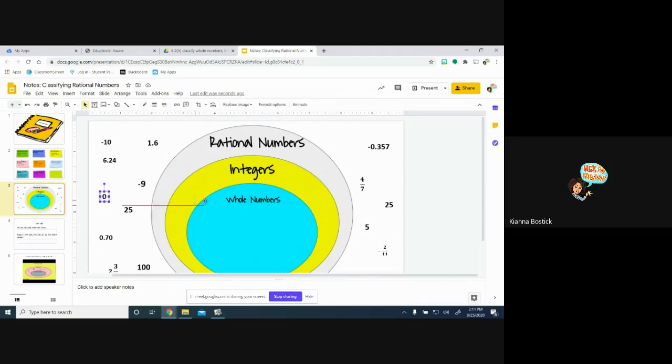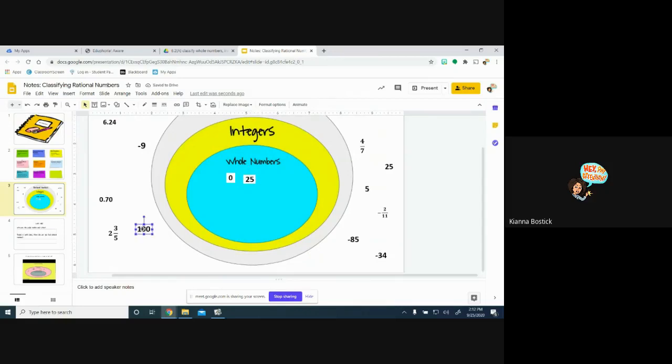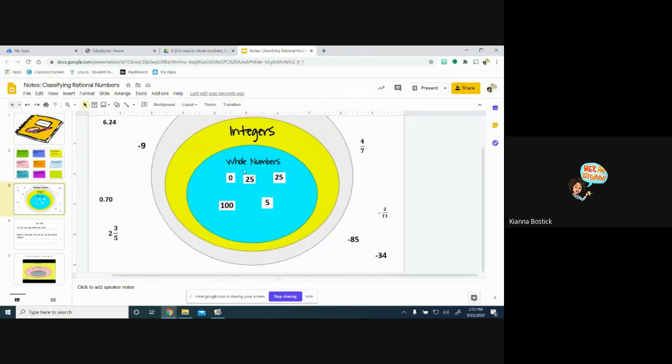So I see 0 here. I'm going to move that. I'm going to click and drop it in the light blue circle for whole numbers. We also have 25 is a positive whole number, 100. These are negative numbers, so it wouldn't be a whole number, but we also have 5. We have 25 again. Okay, so I think that's it for our whole numbers. Okay, so we put that in this light blue circle.